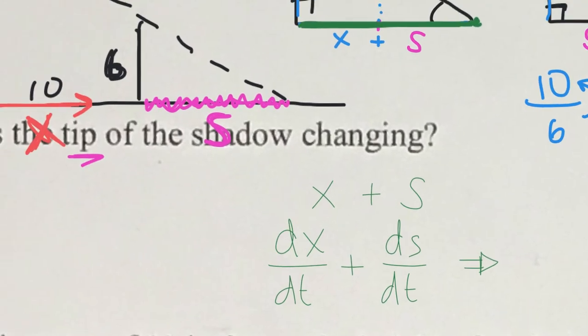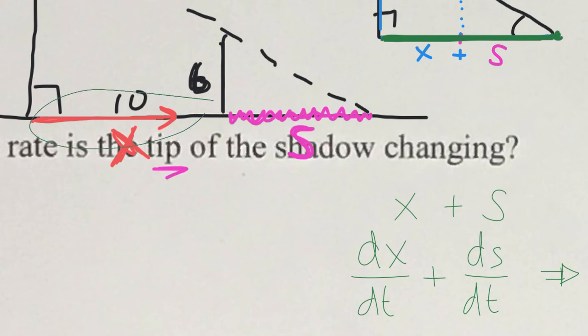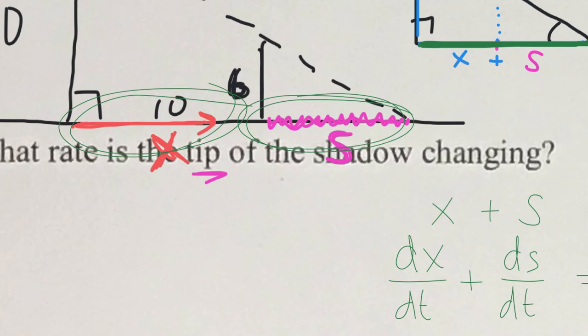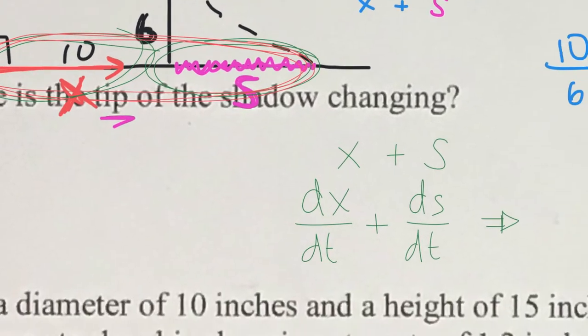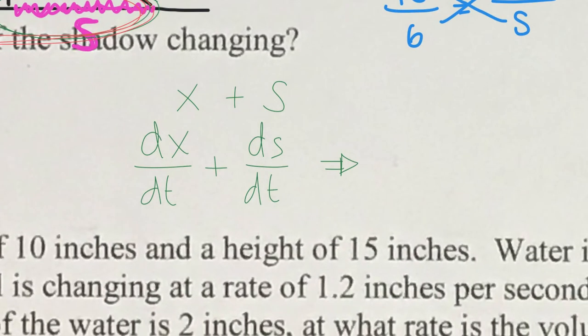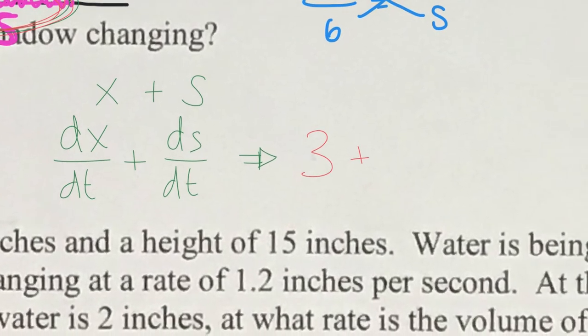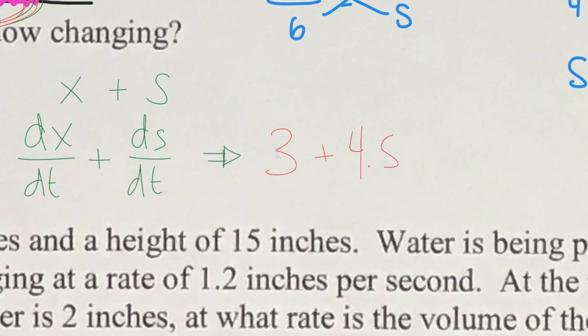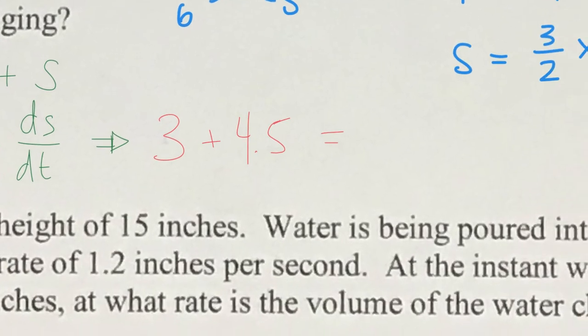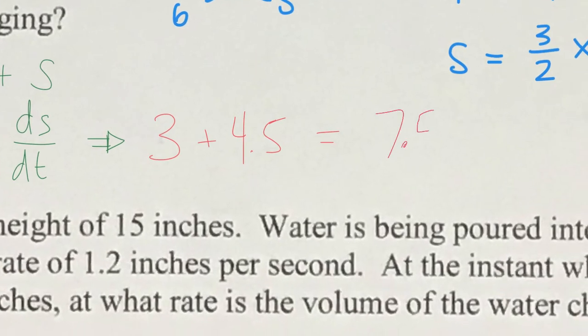Okay? If this much is changing at a certain rate, and this much is changing at a certain rate, then the whole entire thing is changing at the sum of those two rates. Okay, so dx dt was 3, and ds dt was 9/2 or 4.5. So the shadow is changing at a rate of 7.5 feet per second, right? The whole entire length of that side of our triangle is changing at this rate.